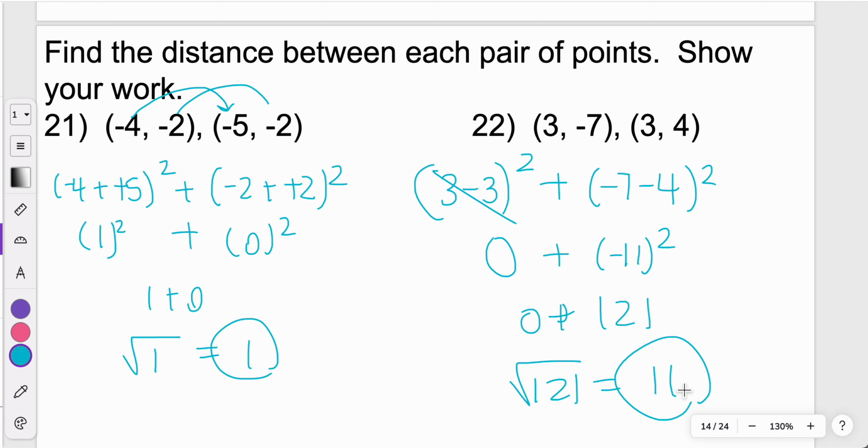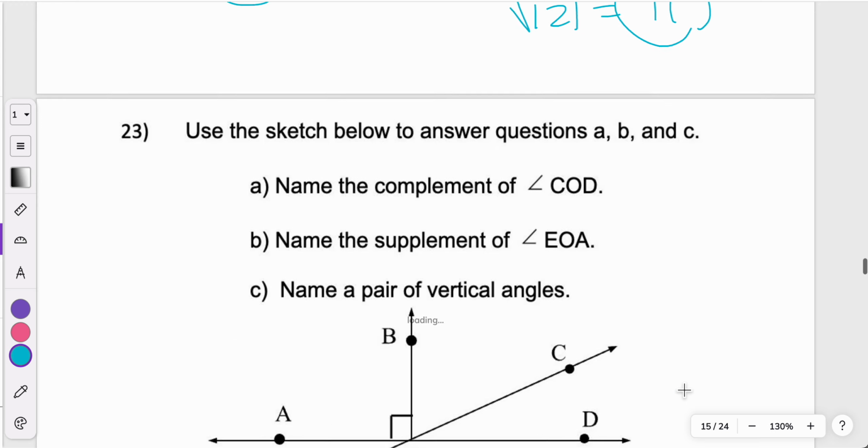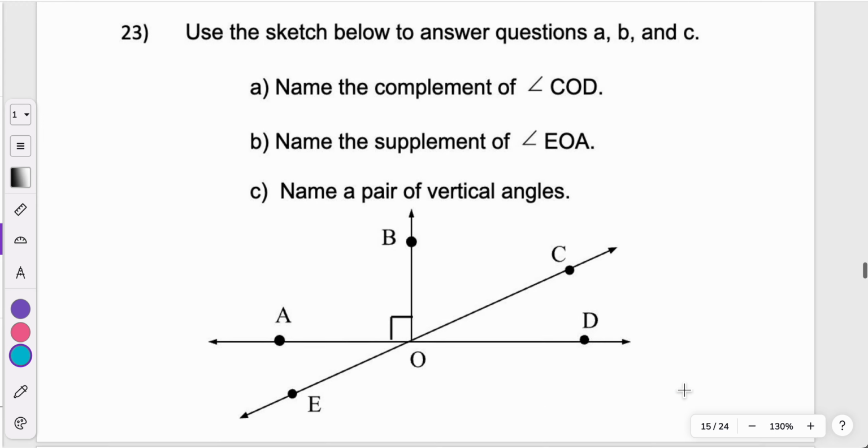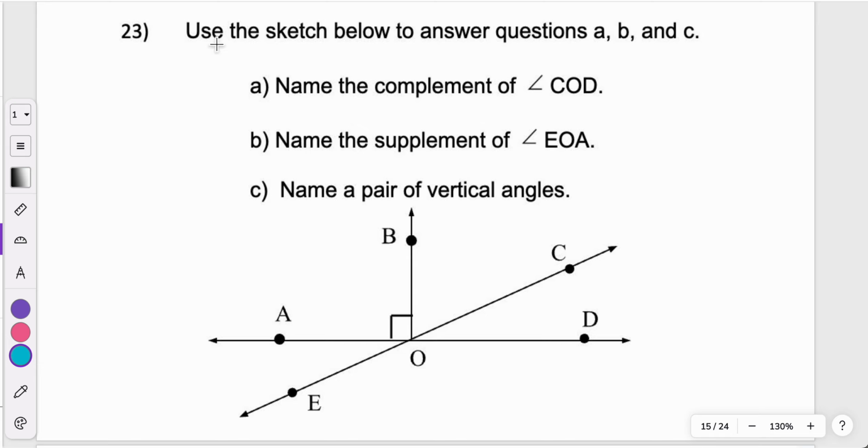Okay? And then we've got 2 more questions for 23. Use the sketch below to answer questions A, B, and C. So we've got the complement of COD. Complement means 90 degrees, so here's COD. So the complement of that would be angle COB, because that would add up to be that 90 degrees.